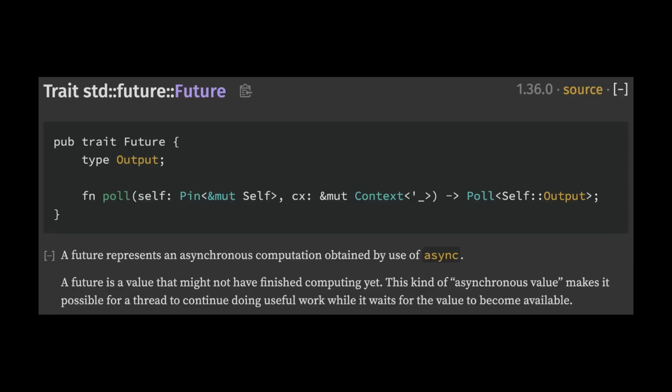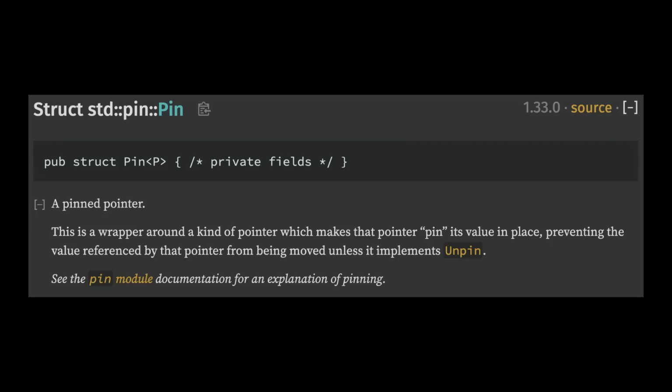Next, let's talk about local pin construction. Async functions return futures. A future is an asynchronous value that might not have finished computing yet. Futures are polled until they are completed. However, you can only poll a future if it has been pinned. Pinning a future means fixing it to a specific memory location, preventing it from being moved.